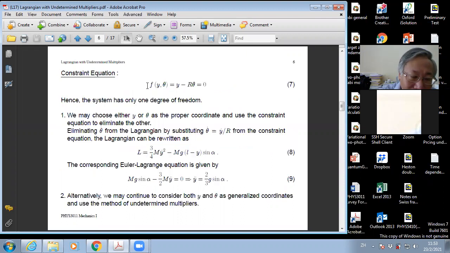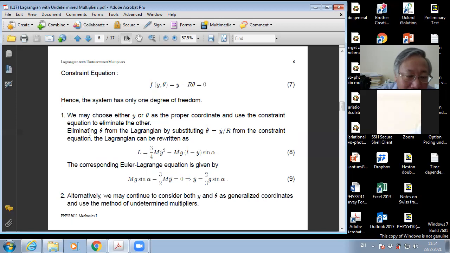So this is the constraint equation: y minus r theta is equal to 0. Okay, so y is related to theta. Hence, the system has only 1 degree of freedom. So we may choose either y or theta as the proper coordinate and use the constraint equations to eliminate the other. Here, we try to eliminate the theta.